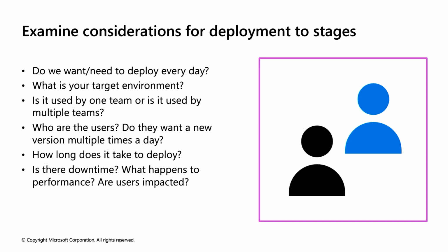For instance, if your users expect frequent updates, you might automate daily deployments. If downtime is a concern, you'll want to plan for maintenance windows or use deployment techniques that reduce interruptions. Considering the target environment, whether it's for a single team or shared across many, also helps us tailor an approach for scalability and reliability. So ultimately, thoughtful deployment planning leads to smoother releases, happier users, and a more resilient software delivery process.